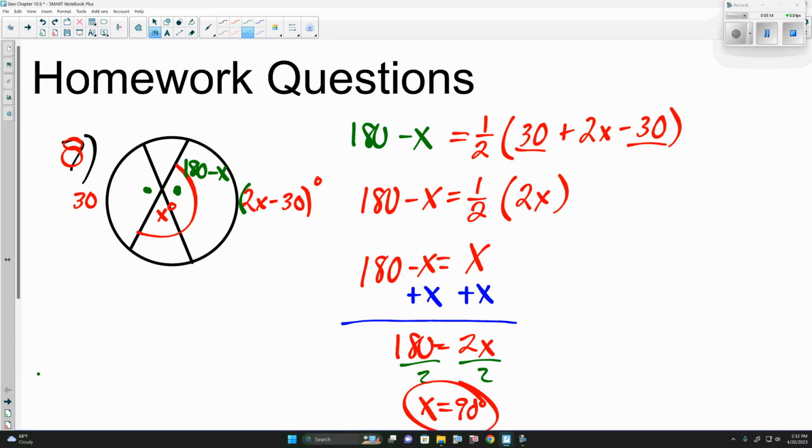We subtract. So 1/2 of the bigger minus the smaller. Outside, the angle is equal to 1/2 of the bigger minus the smaller. Inside, it's 1/2 of the sum of the two. Any other questions on these here?